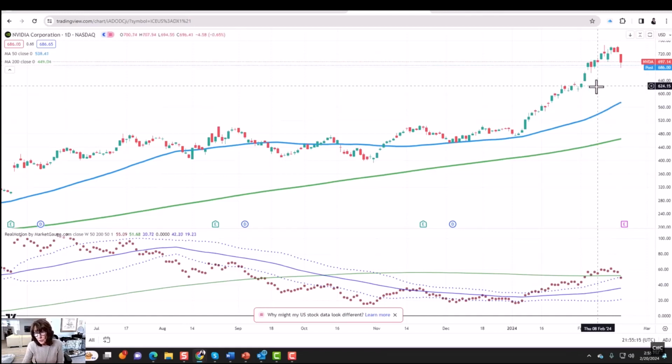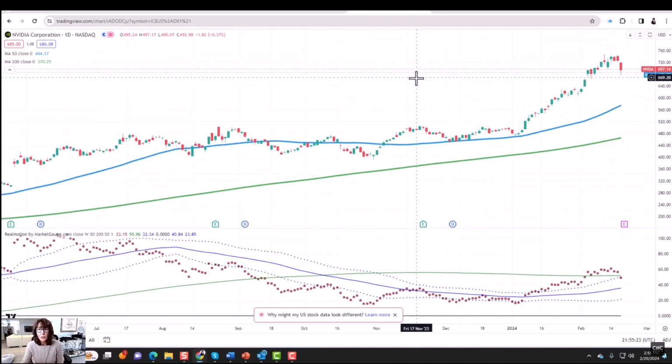And then, of course, if you're already long from much lower levels, you may want to hold into earnings, but I certainly would say that this could be extremely volatile. You may want to give it more time.